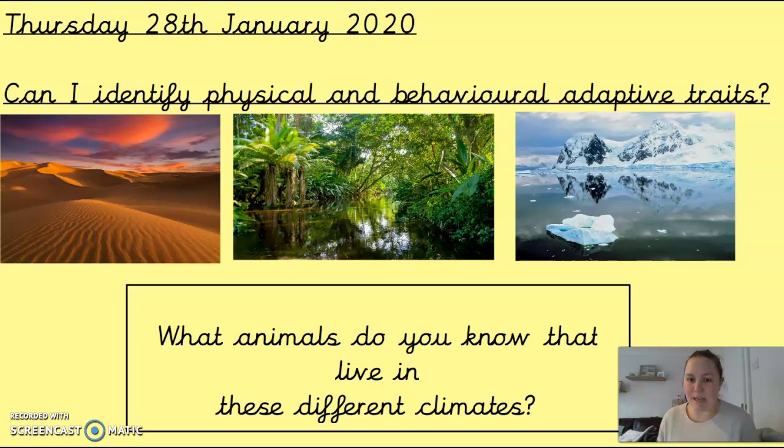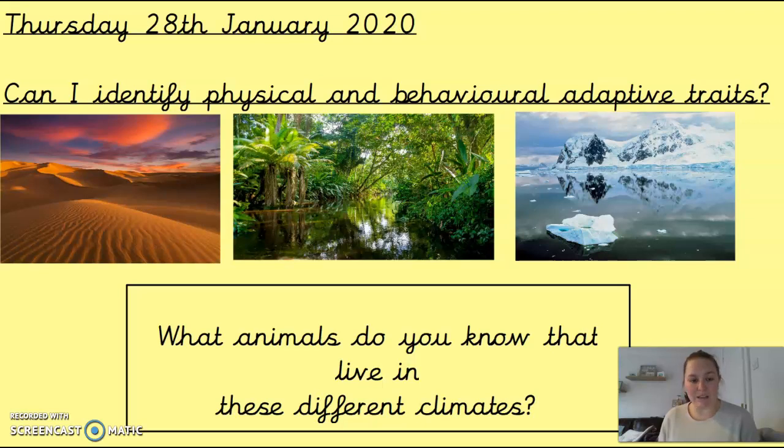So in science we've been learning all about evolution and inheritance and natural selection. And so today we're going to look at some animals specifically and how they are adapted to their environment. Remember, Charles Darwin's theory of evolution through natural selection was that the animals best adapted to an environment would be the ones that survived there. So different adaptations are really important for survival.